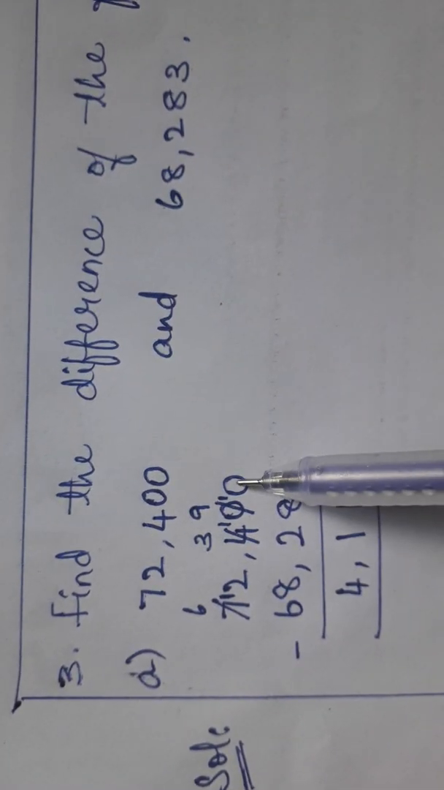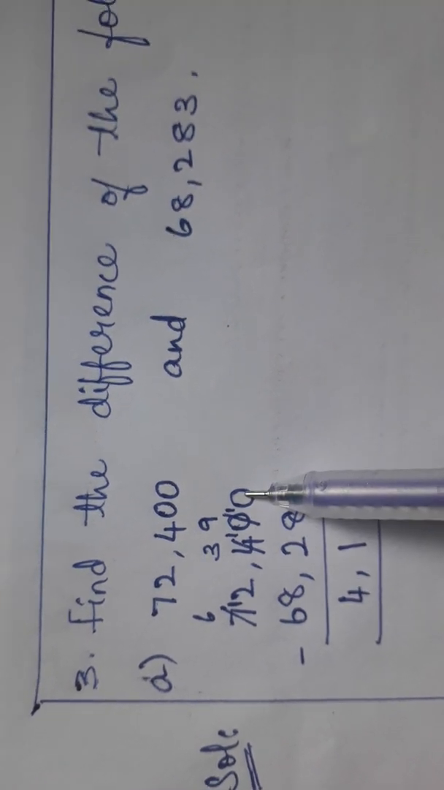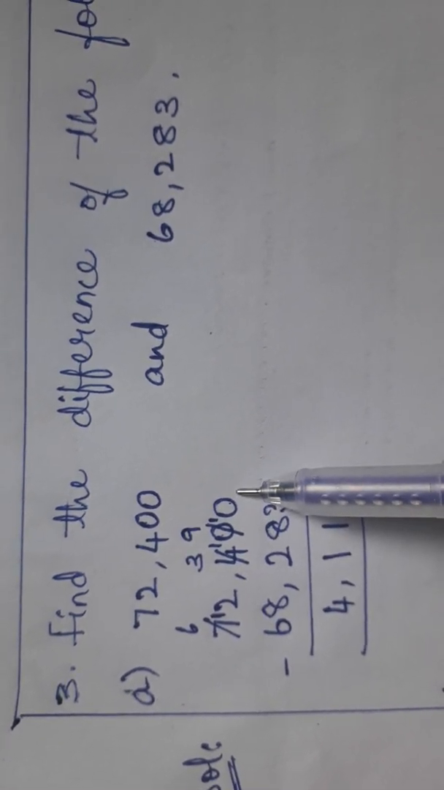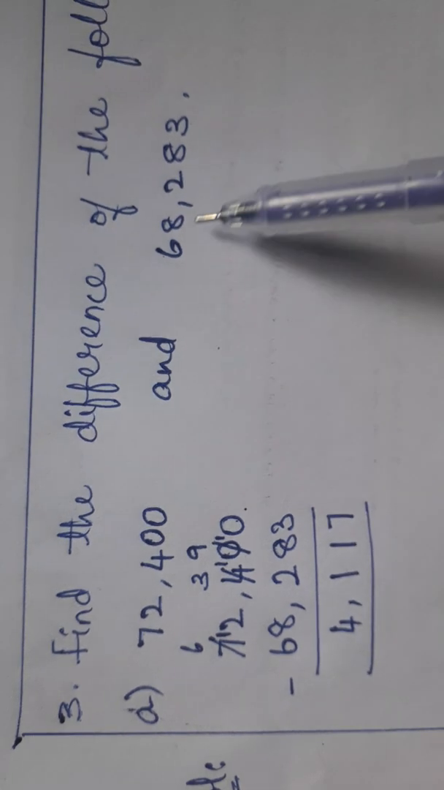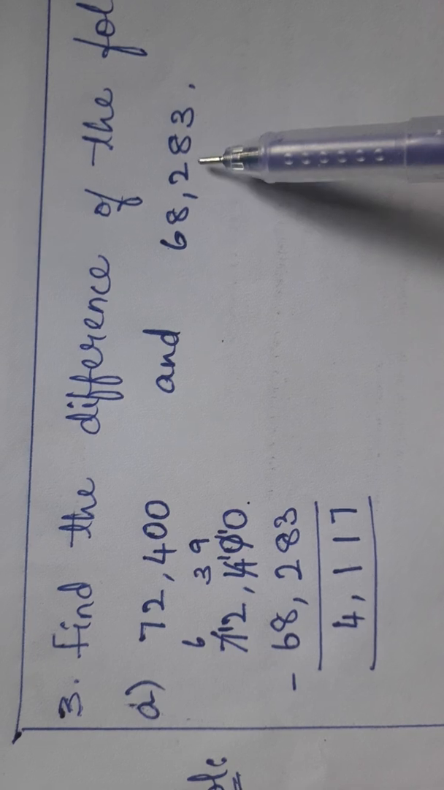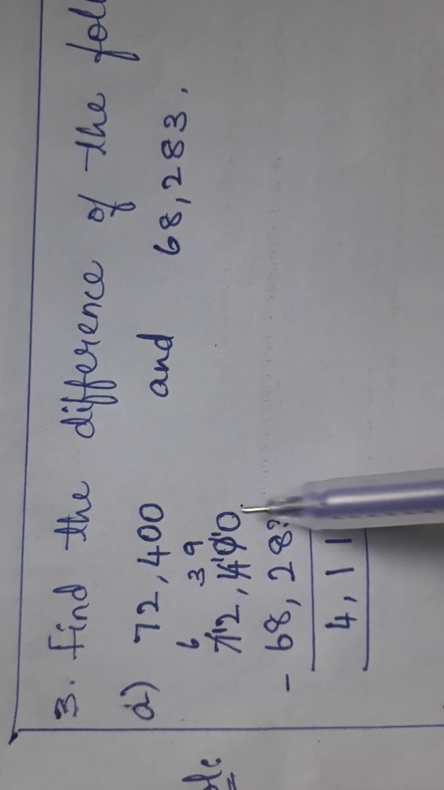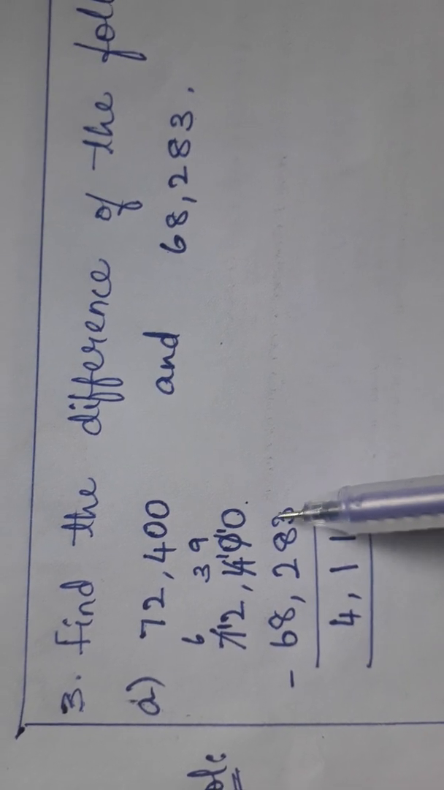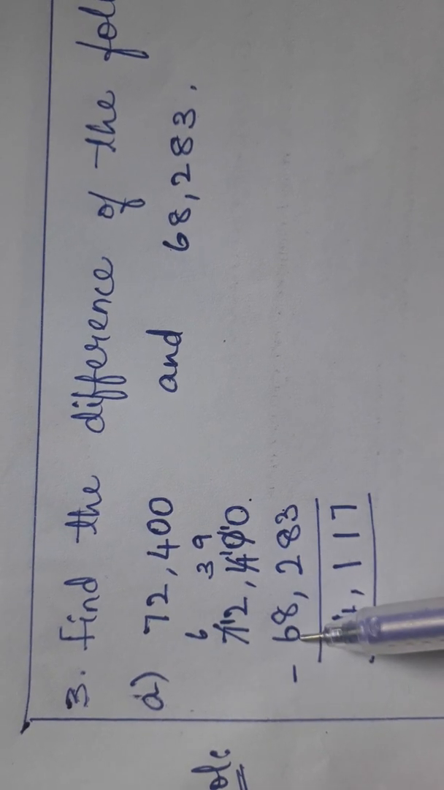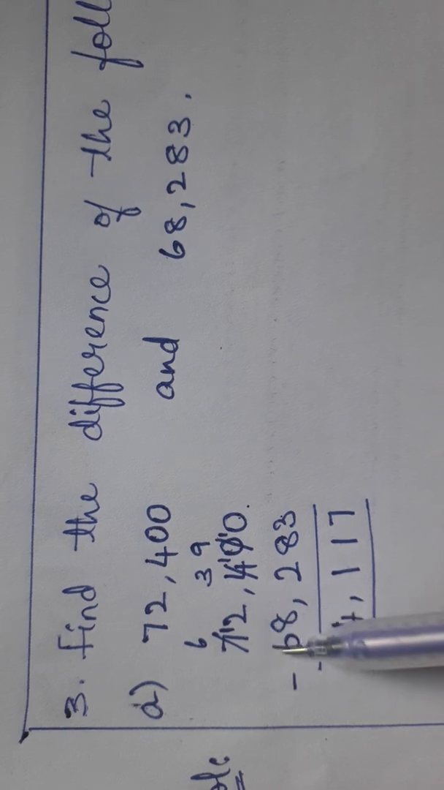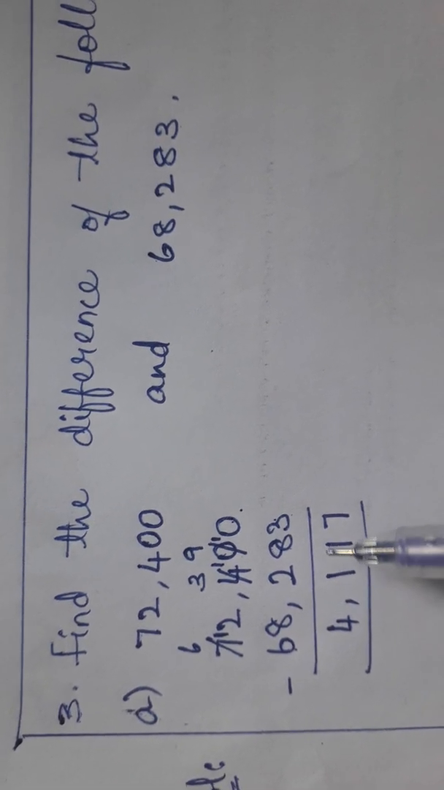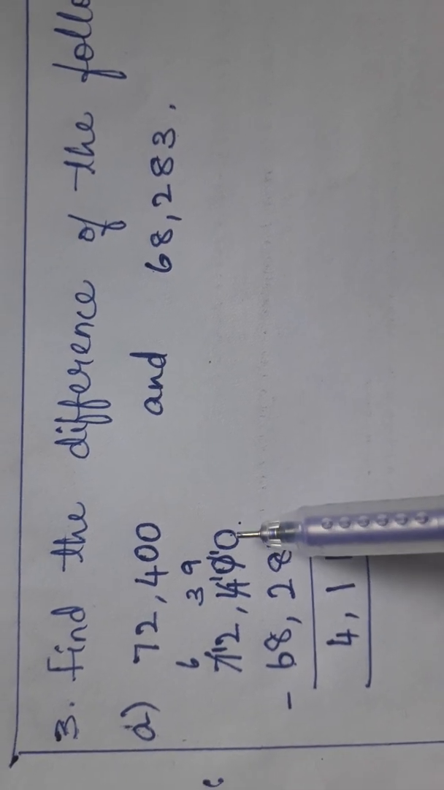Now down of first we will write one number. First number 72,400. And down of this we are writing the second number. We should arrange the number in such a way that ones place should be down of ones place, and tens, hundreds, thousands, 10,000s. So 68,283. Now it is arranged. So we will start subtracting now.